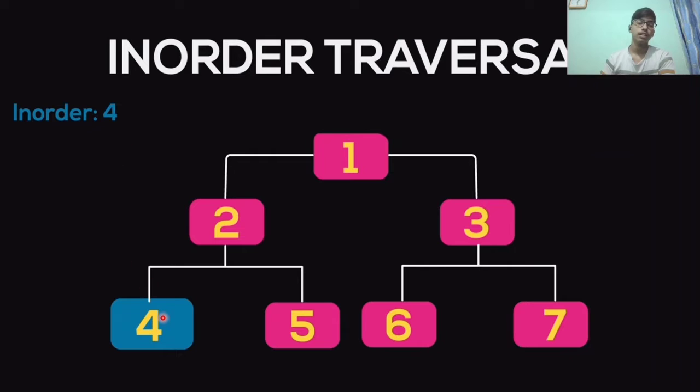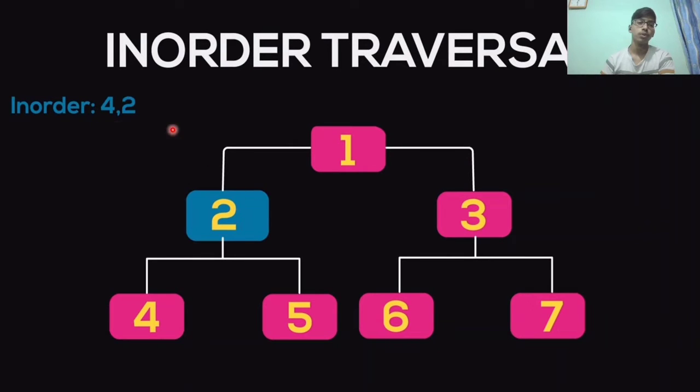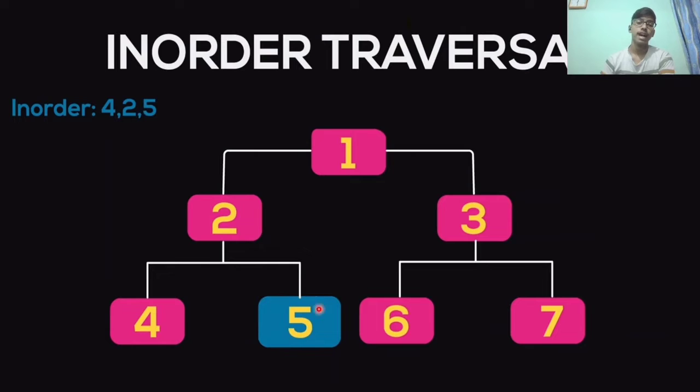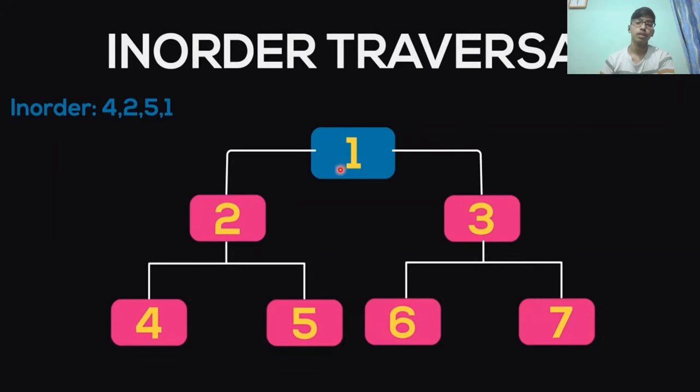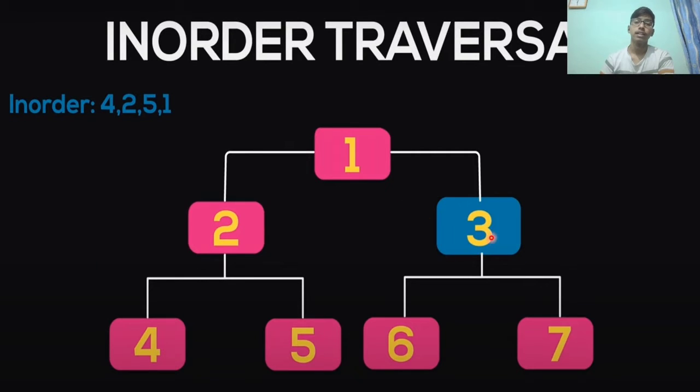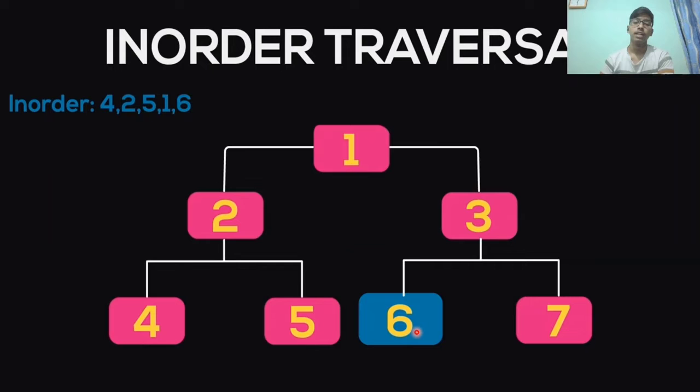We add it to the in-order sequence and come back to the root and add the root item to the in-order sequence, and check whether the right subtree of 2 exists. So we add 5 to the in-order sequence, since it has no left subtree or right subtree, and come back to the previous node 2, and come back to 1 and add 1 to the in-order sequence. Next we go to the right subtree of 1, that is 3, and check the left subtree of 3, that is 6. 6 doesn't have a left subtree or right subtree, so we add 6 to the in-order sequence.